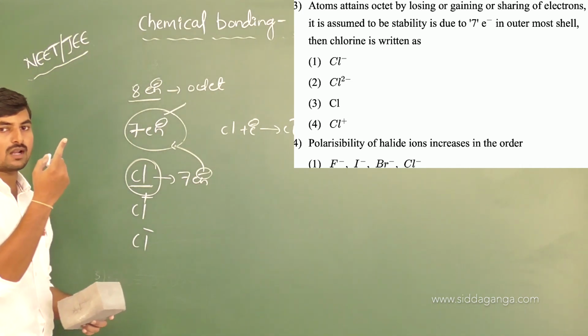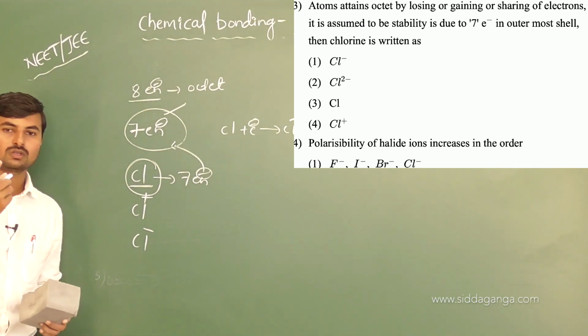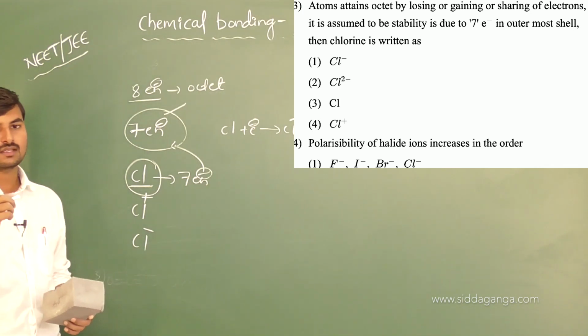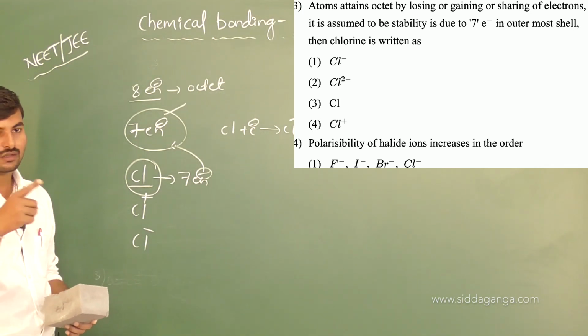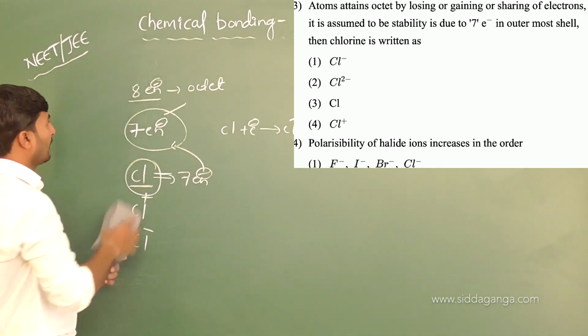Okay, in the first option, Cl minus means 8 electrons. In the second option, Cl minus 2 means 9 electrons. In the fourth option, Cl plus means it will become 6 electrons. That is not equal to 7. Okay, the correct option is option 3.